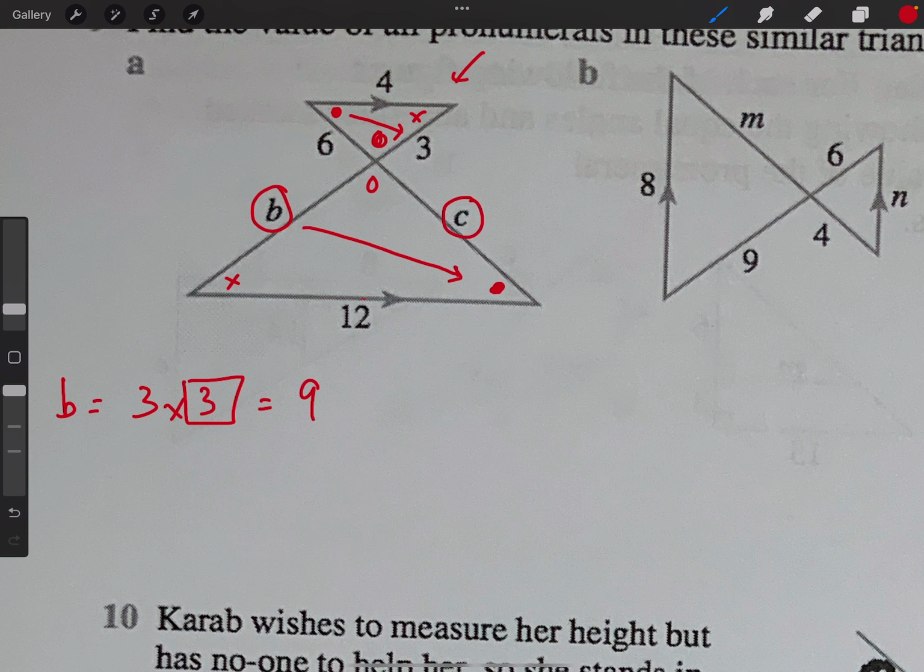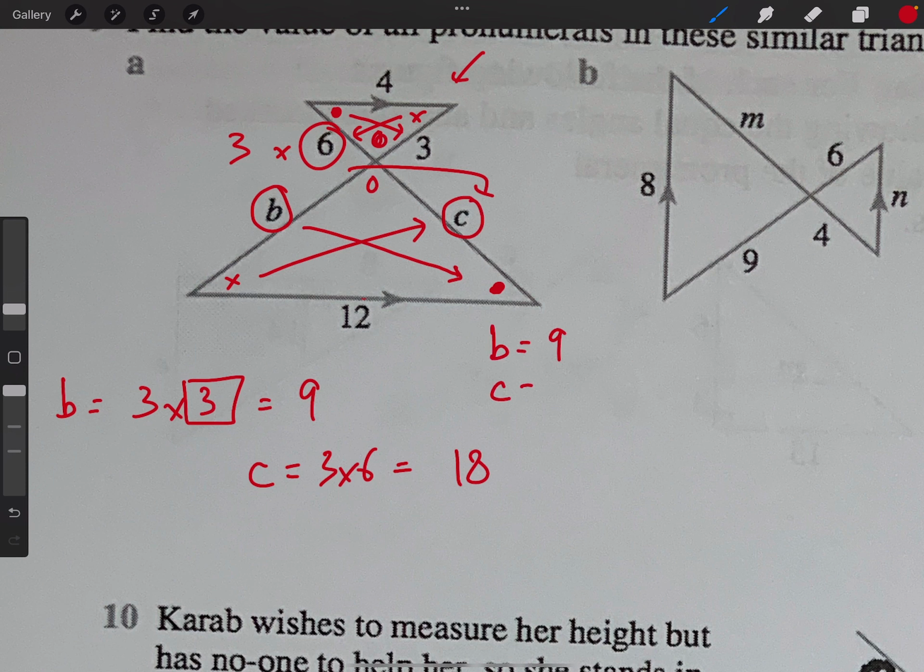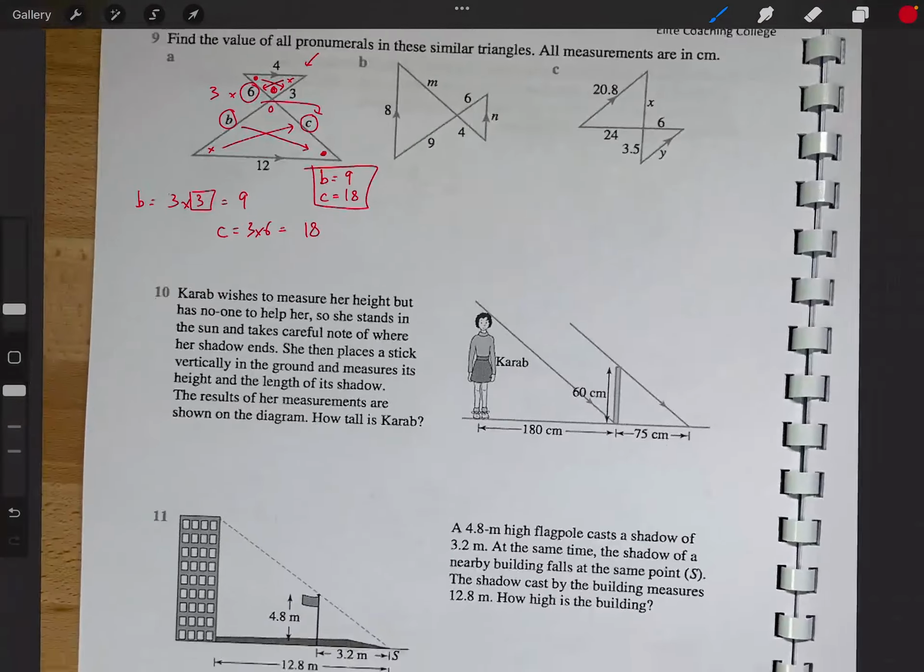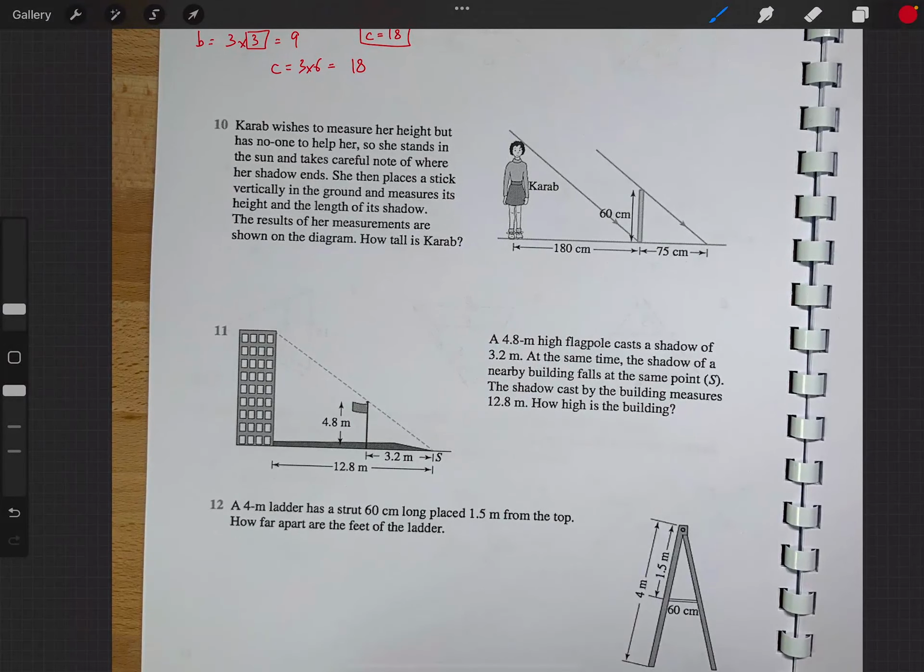Now C is opposite the angle that is a cross, and opposite the angle with a cross for the small triangle is a 6. Now the 6 has been expanded by a factor of 3, and that'll give you this one. So C is equal to 3 times 6 equals 18. So there's all your answer. Okay, B is equal to 9, C is equal to 18. Two ways you can solve the problem. You can do the rest on your own for question 10. I'm going to move on.